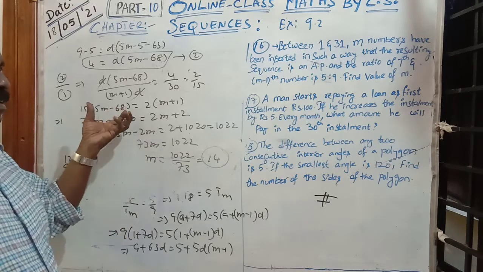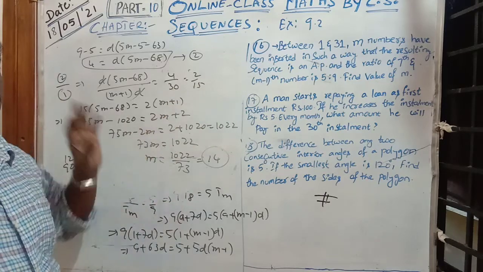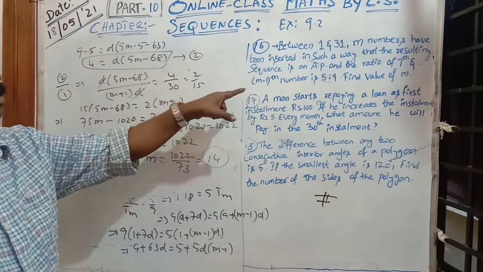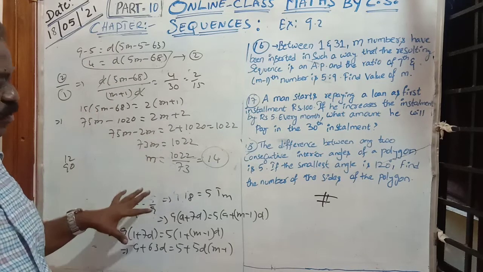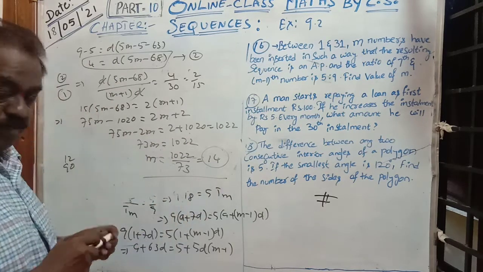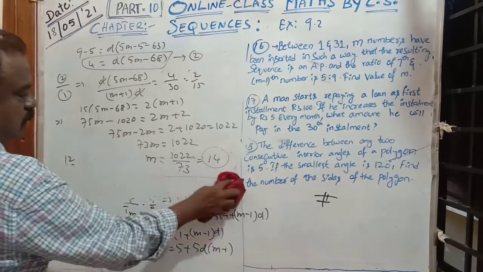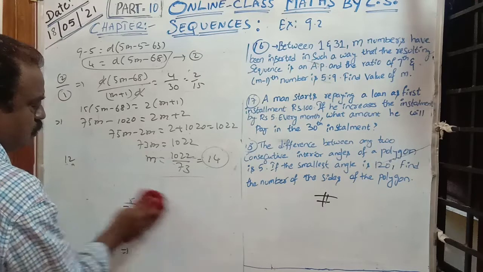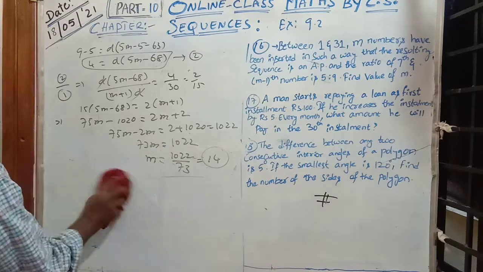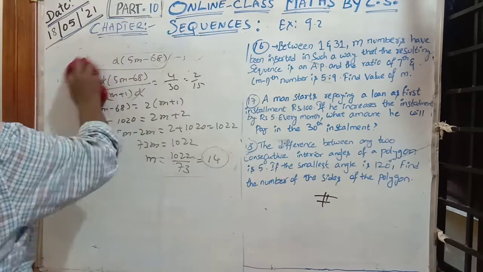In those numbers, the 7th and (m minus 1)th term, there only the twist is there. Please go through it well. Okay, after this, the 16th problem is over. Okay, is it clear? Yeah.